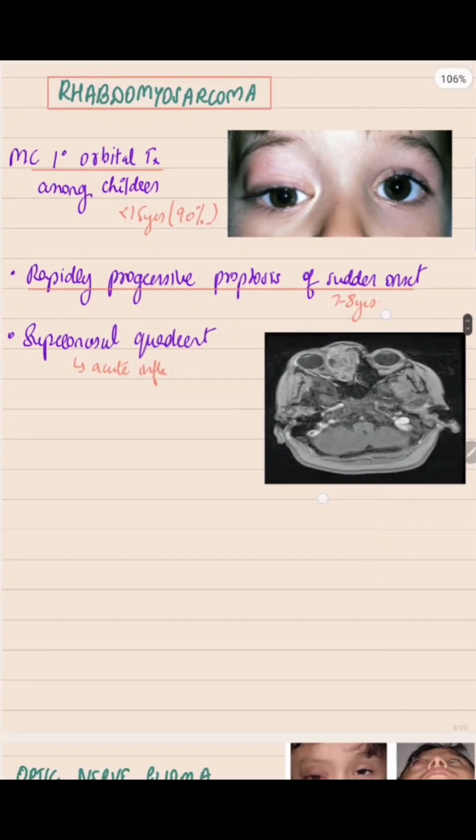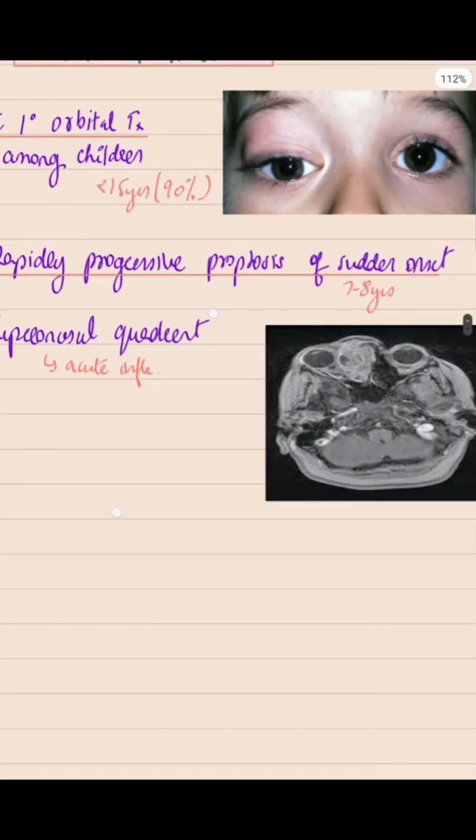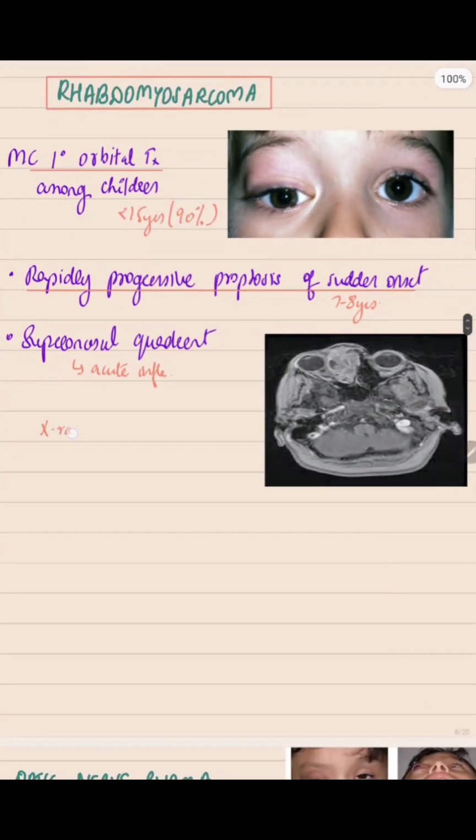In X-ray, there will be bone destruction. And CT scan can show the tumor in relation to the extraocular muscle. Here we can see the tumor.